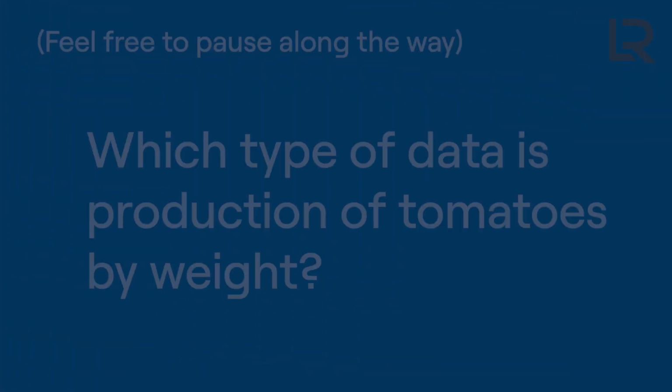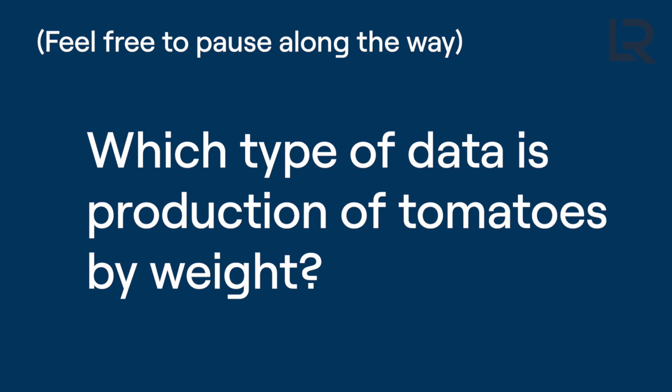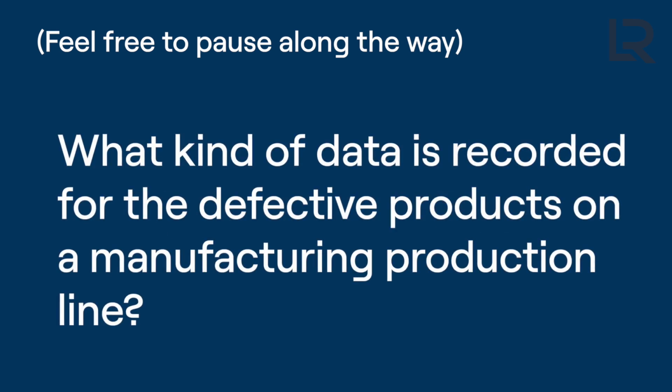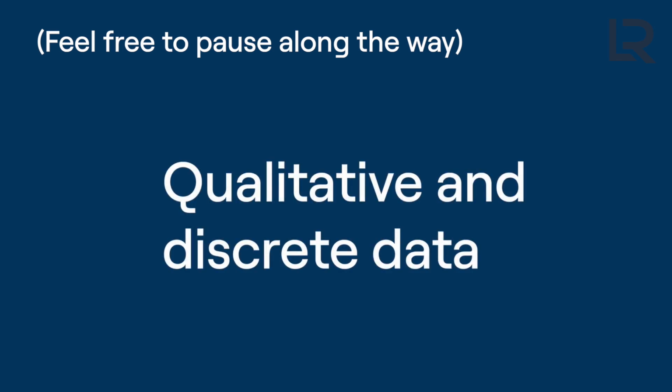Now let's take a second and go over some review questions. Which type of data is production of tomatoes by weight? This data would be quantitative. Additionally, it has continuous factors because there needs to be a measurement device like a scale. Next, what kind of data is recorded for the defective products on a manufacturing production line? Since these are defective products, we're either saying that they meet our customers' quality standards or they don't, which makes it qualitative and discrete data.